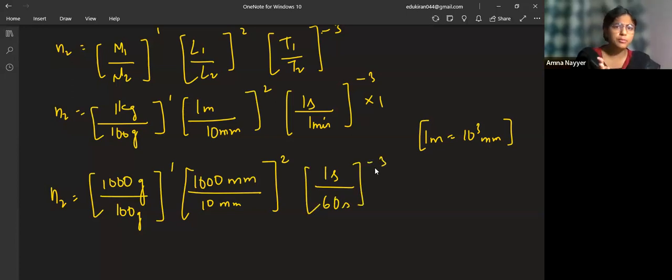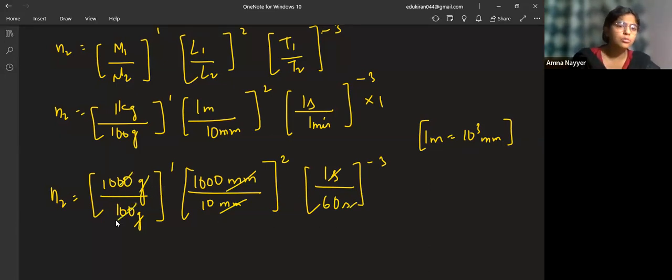Now everything is the same unit. You can write 1 second in meters also, minutes also, whatever you find convenient to convert. It's just that both the denominator and numerator should have the same unit so that it gets cancelled out. Like here, gram, gram got cancelled. Millimeter, millimeter gets cancelled. Second, seconds gets cancelled.